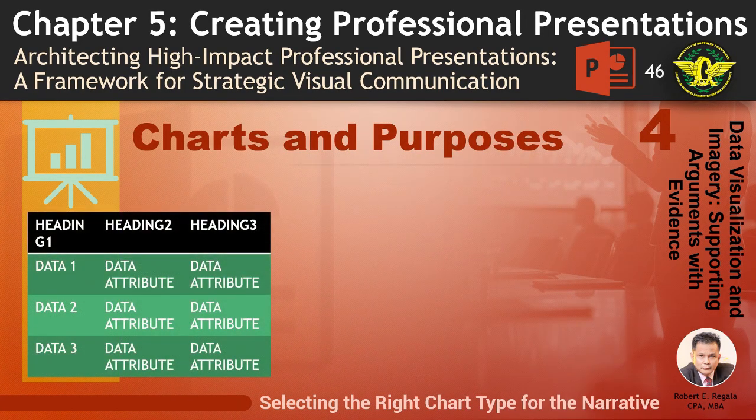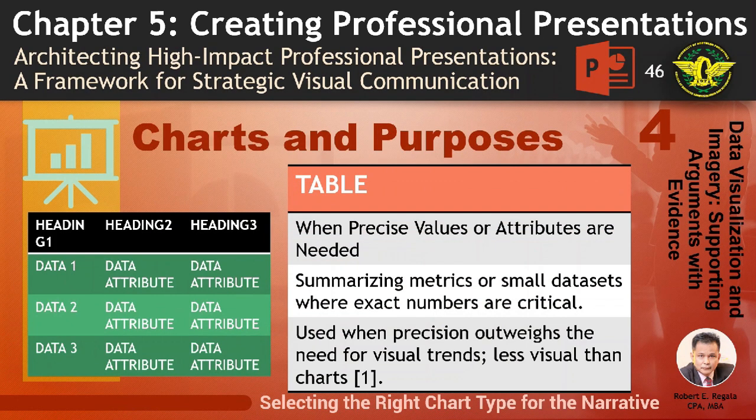Tables. Tables are used to show precise values or attributes of a data and is best used for summarizing metrics or small datasets where exact numbers are critical. It is effective for displaying clusters and outliers, requires clear axis labels.